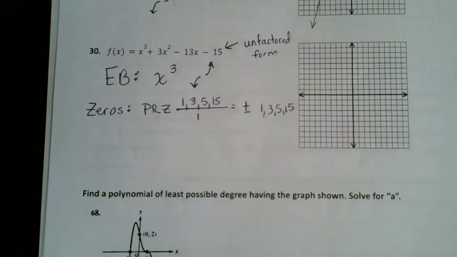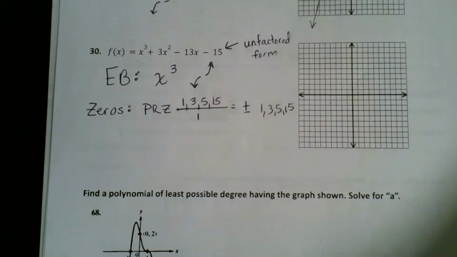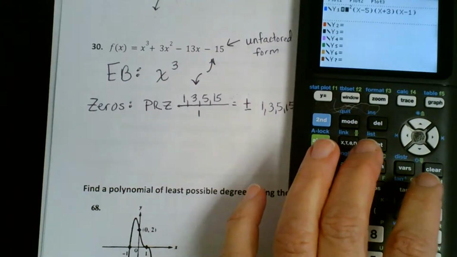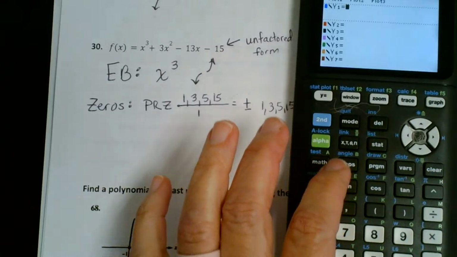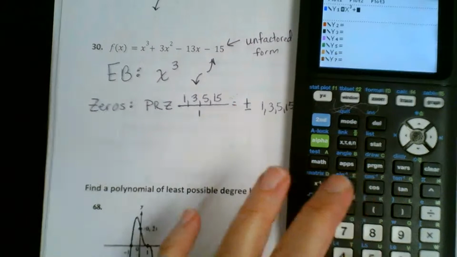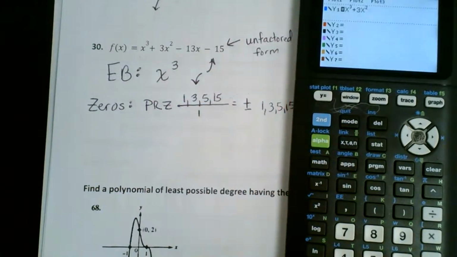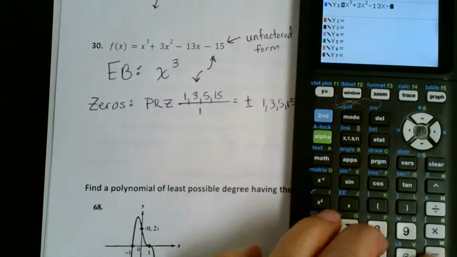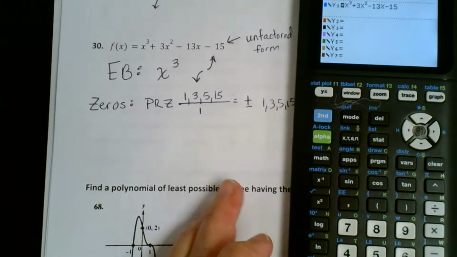So how can that help you get started with your zeros? Well, we can first put the equation into the calculator: x cubed plus 3x squared minus 13x minus 15.